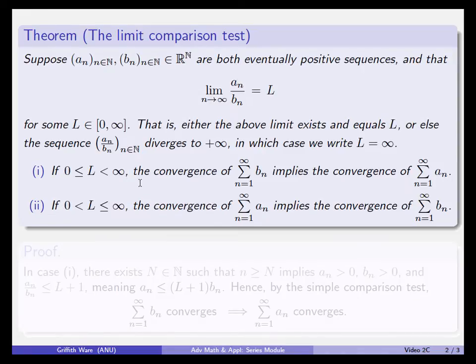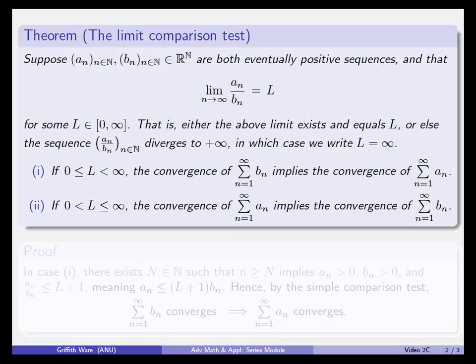Okay, so have a think about how that works, but really this is a statement about the speed at which these sequences of terms go to 0, and the fact that this comparison test holds true shouldn't be that surprising once you've understood that interpretation of this limit equaling L. Okay, but the actual proof of this theorem follows as an almost immediate consequence of the simple comparison test.